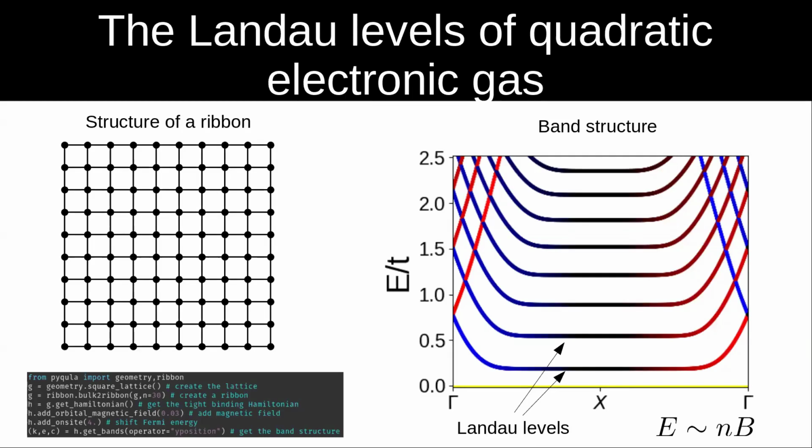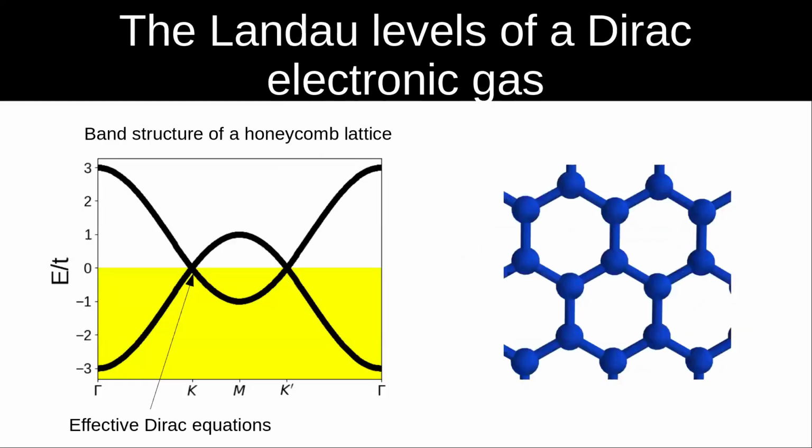You can add the on-site energy to essentially put the chemical potential at the very bottom of the band, and then you can compute the band structure and essentially recover this band structure that features, at the same time, flat bands and dispersive edge modes that, of course, are chiral.